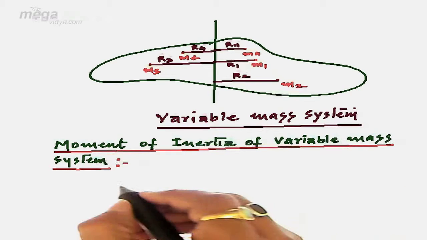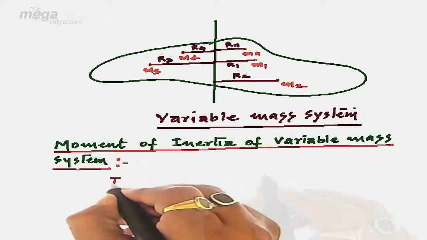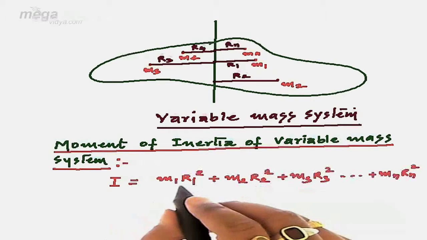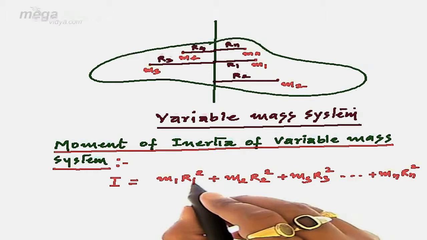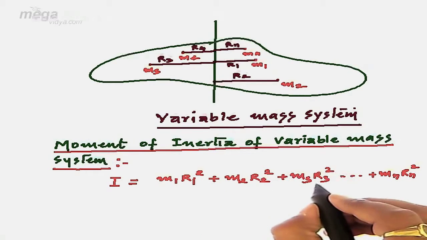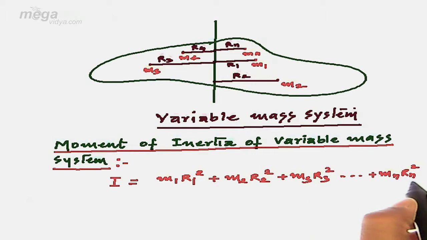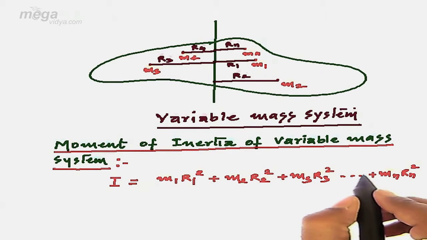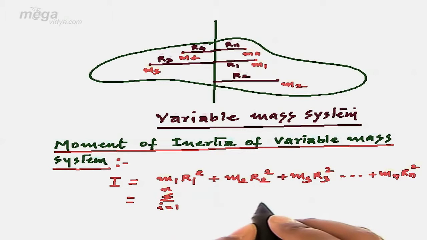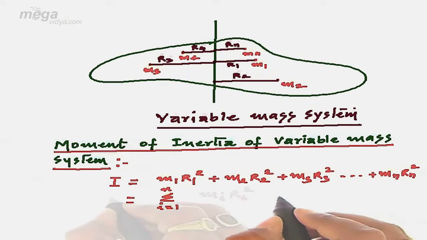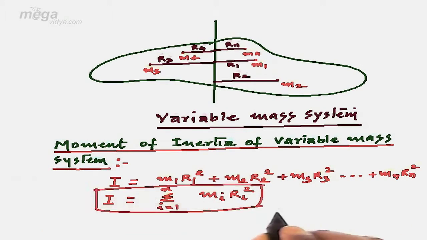For a variable mass system, the moment of inertia I is given by m1 r1 square, where m1 is the mass of that particle and r1 is the distance of that particle from the axis of rotation, plus m2 r2 square, m3 r3 square, going on to mn rn square. We are taking the sum of individual moments. Let us consider an ith particle. The summation can be taken, I is equal to the summation from i equals 1 to n of mi ri square.